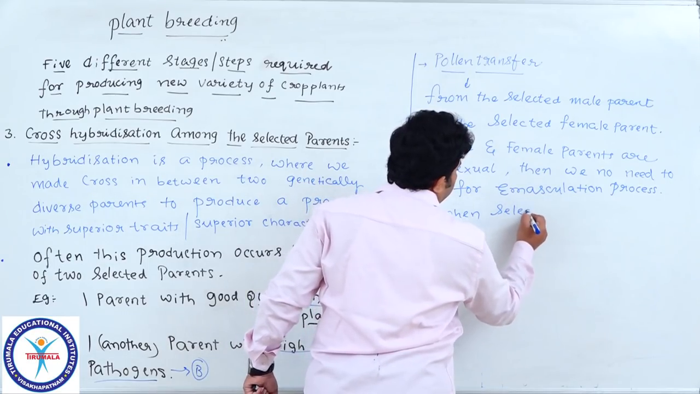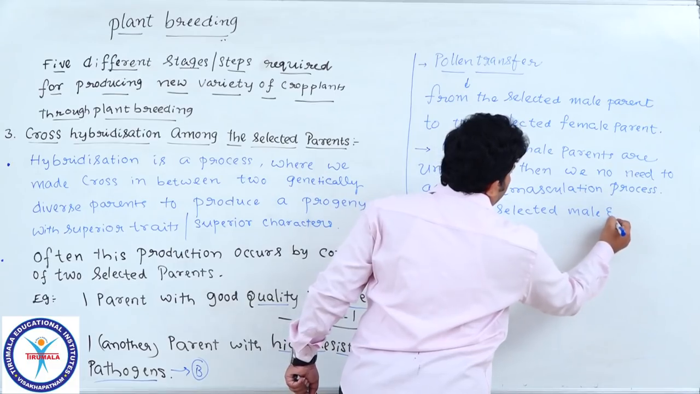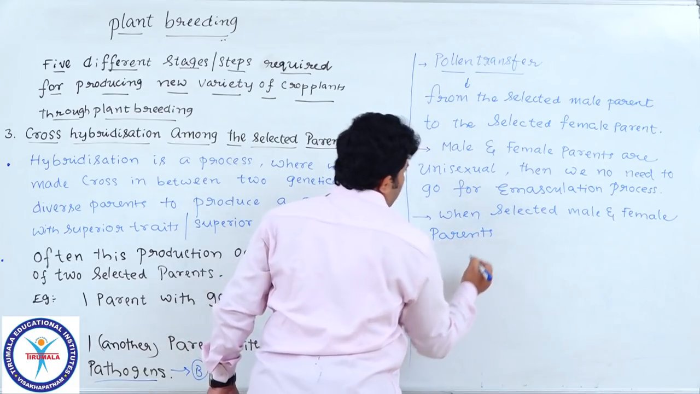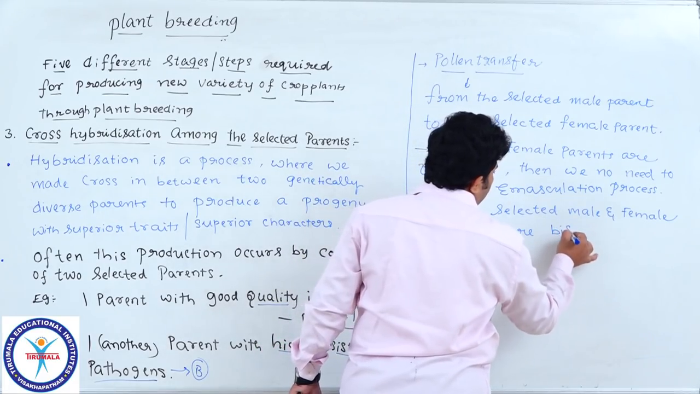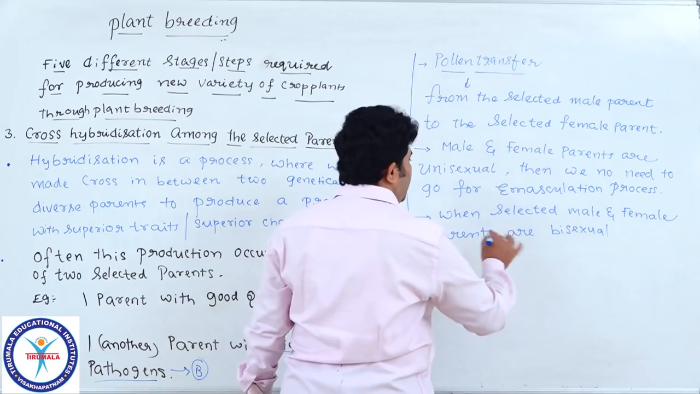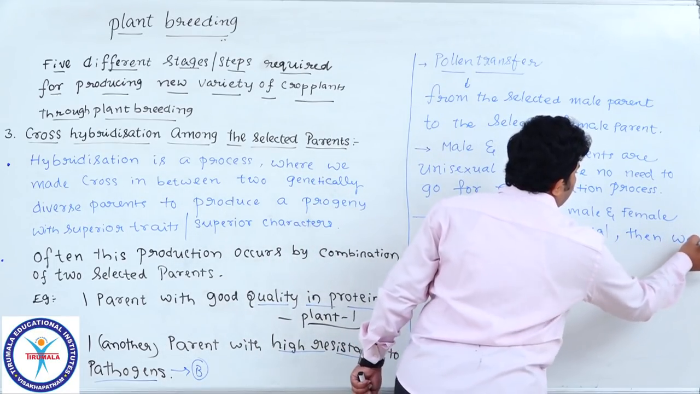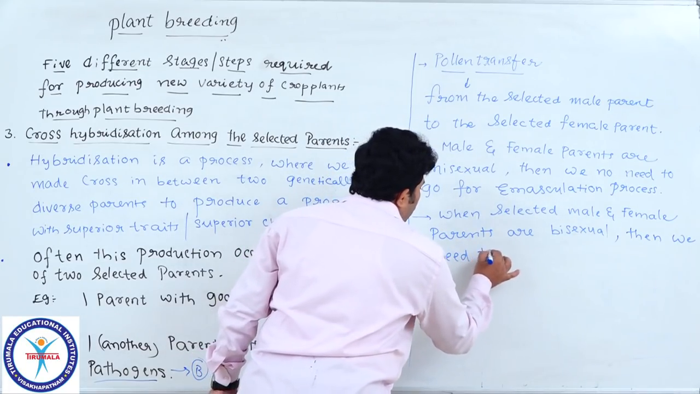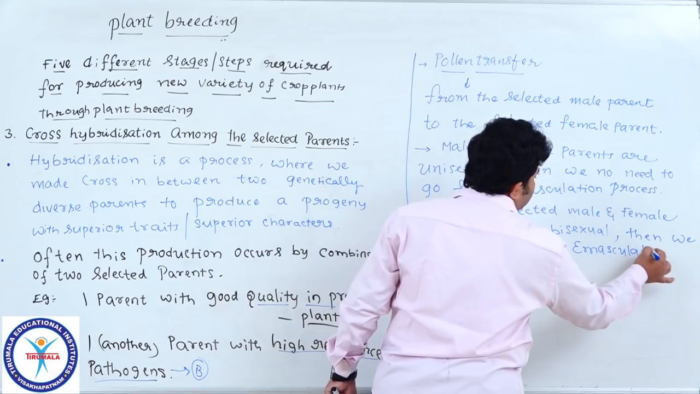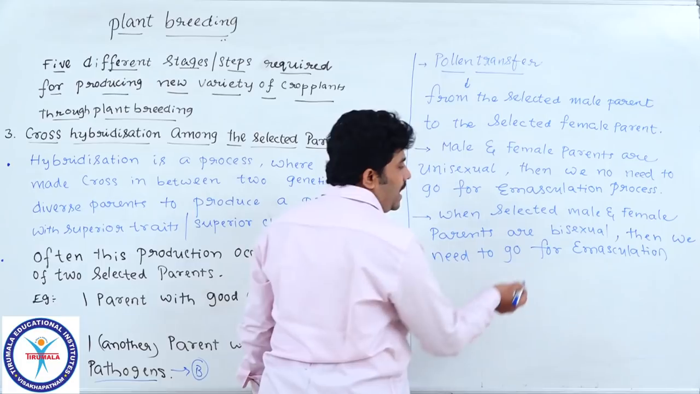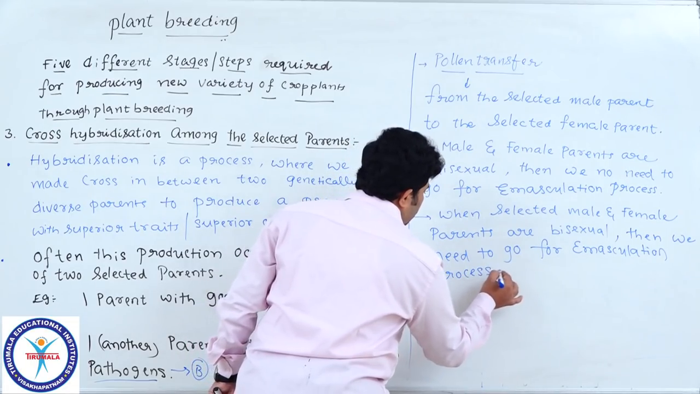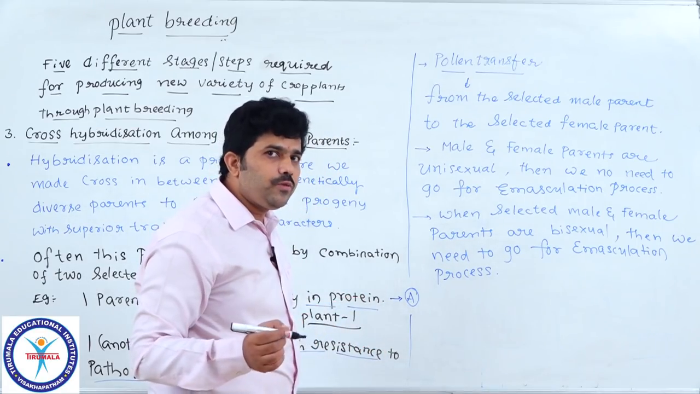When the selected male and female parents are bisexual or monoecious in condition, then we need to go for the emasculation process. Already in the 11th standard we learned something well about the emasculation process. I think you can recall how the emasculation process takes place.